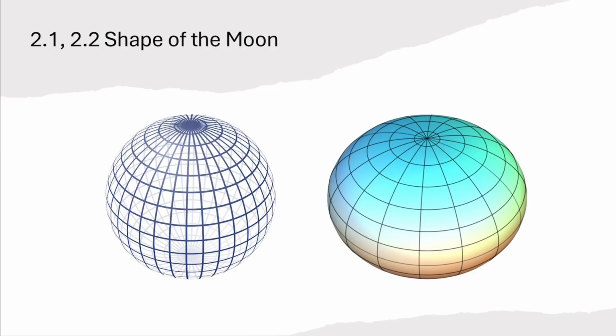First, we're going to talk about the shape of the moon. Like Earth, the moon is an oblate spheroid, which, if you don't remember, is a sphere with a bulge on the equator. This is an exaggerated diagram. The diagram on the right is what an oblate spheroid looks like, and the diagram on the left is what a sphere looks like. And you may need to draw out the difference between them.